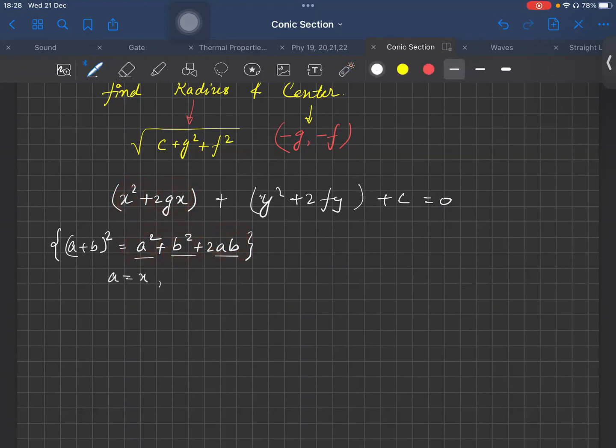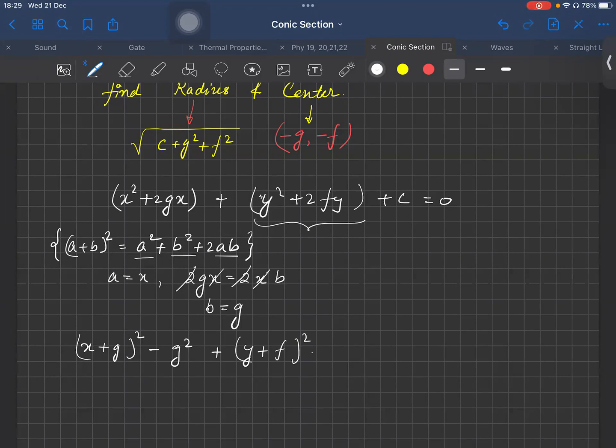So a here is x, and 2gx is what? 2ab, right? A already is x, so x you'll cancel, and b you are getting is g, isn't it? So this you can write as a perfect square, x plus g whole square. But when you write x plus g whole square, you are getting an extra term g square, so you will subtract g square. Similarly, in the second case, you can write this as y plus f whole square minus f square, plus c is equal to 0, isn't it?